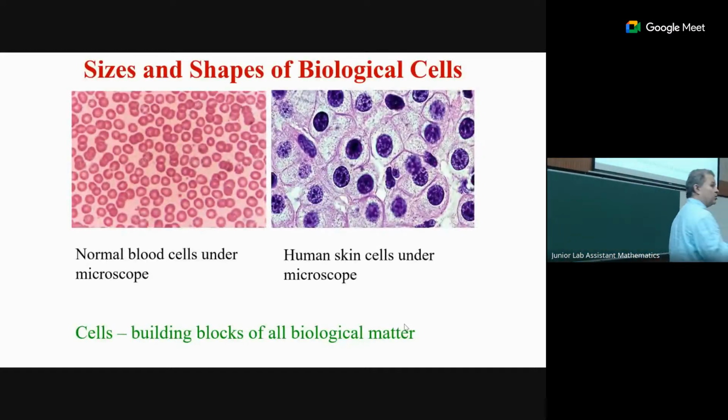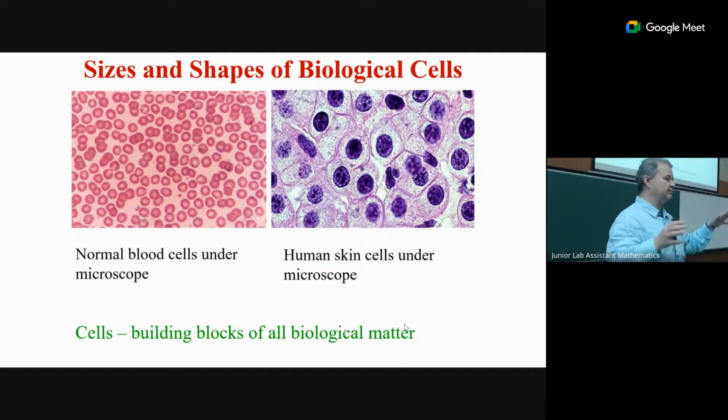So you all had biology in high school, right? Did they force you to look at cells under a microscope? Good. So maybe you remember, they really look beautiful. This is what blood cells look like under a pretty good microscope. This is a human skin cell. And remember, the cell is the main building block of all biological systems.